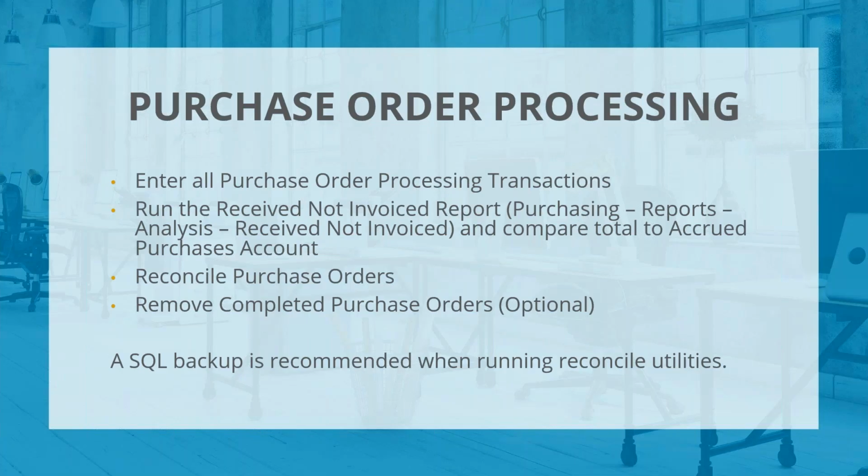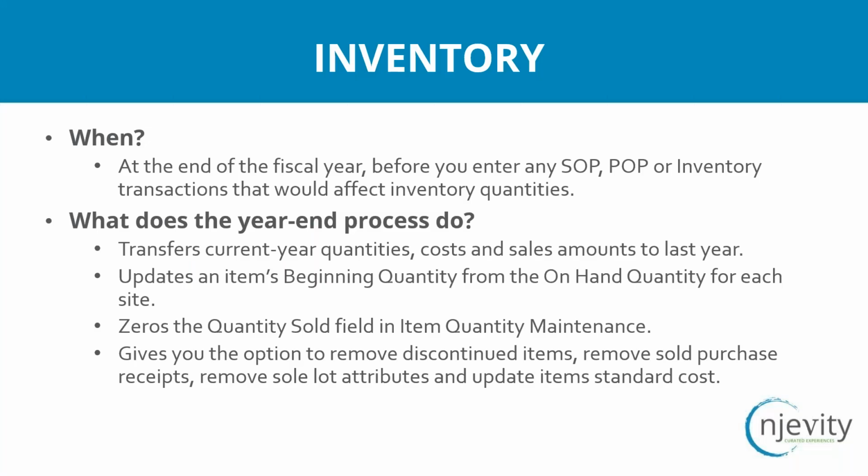Again, the idea is if something goes wrong, we want to quickly be able to restore the backup and get back to where we were and start over again. Okay, inventory. When do you reconcile inventory? Inventory actually does have a button to click in GP to close it. We'll see that on the next screen.